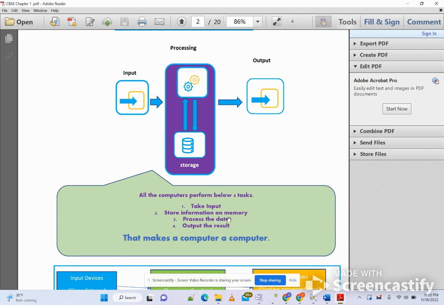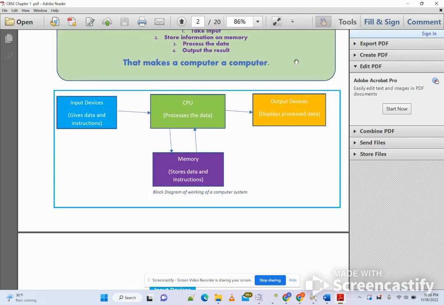Modern computers are nothing like the old cranky machines. However, all computers still perform these four tasks. Ta-da! That makes a computer a computer. This is a block diagram of the working of a computer system.